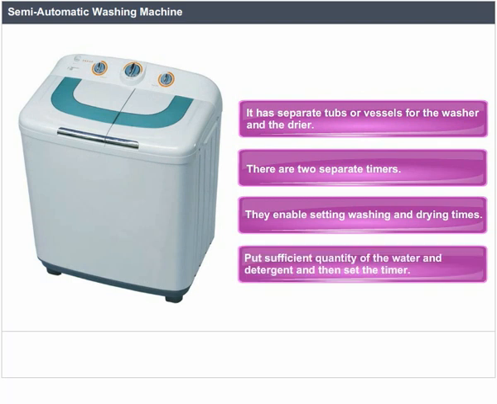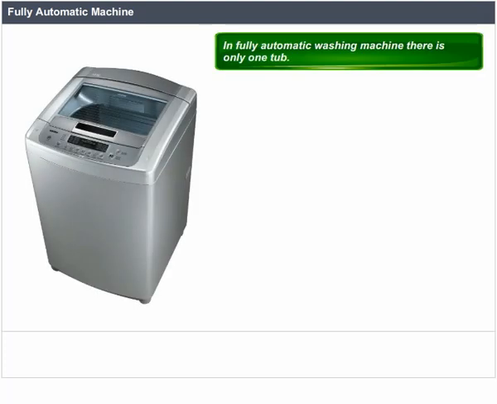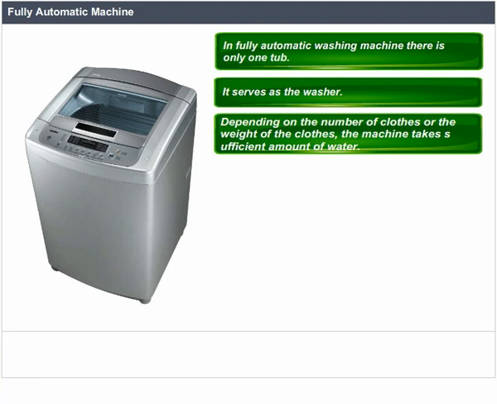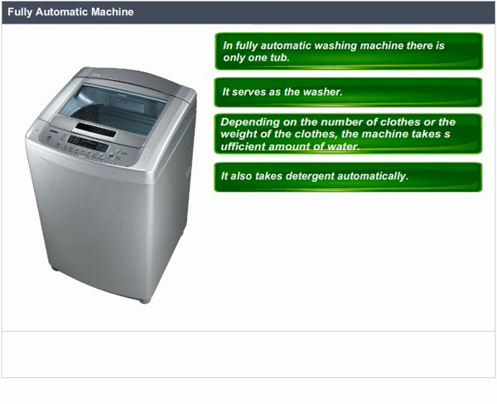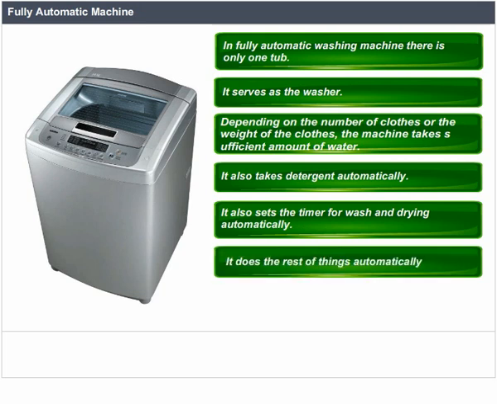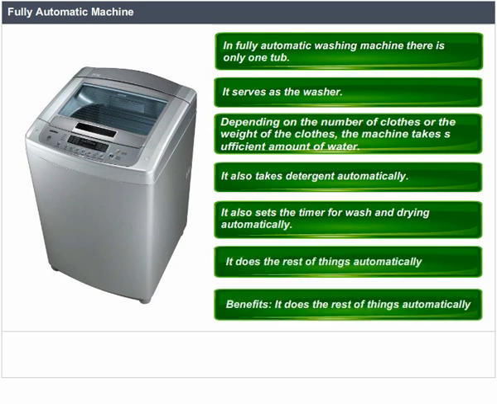Fully automatic machine. In a fully automatic washing machine, there is only one tub. It serves as the washer. Depending on the number of clothes or the weight of the clothes, the machine takes a sufficient amount of water. It also takes the detergent automatically. It also sets the timer for wash and drying automatically. It does the rest of the things automatically. Benefits: it does the rest of the things automatically.